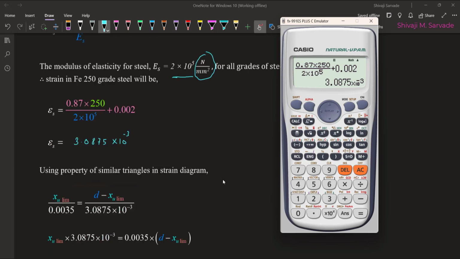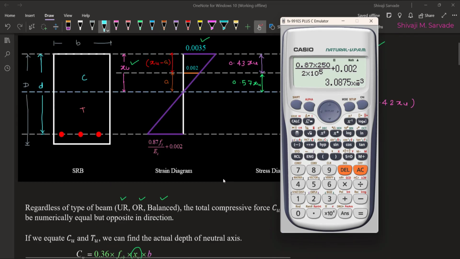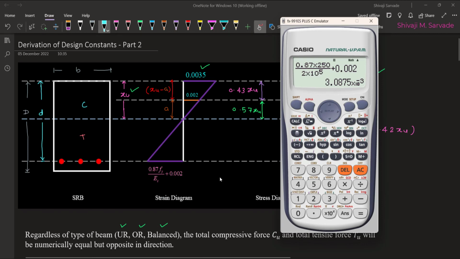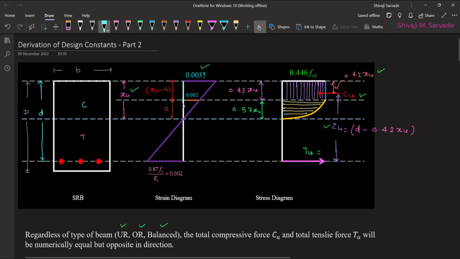Okay, now let's go to the strain diagram, and we'll form the similar triangles that we need. So this is one similar triangle that we have, and then there is another similar triangle that we need. This is the second similar triangle. Now from this, what can we find? We can find the relation.